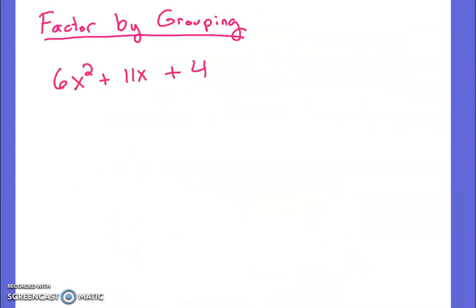All right, so now notice this does not have a 1. So what we're going to do is a different method. This is called factor by grouping. Some books or websites call it the AC method. And the reason why, because here's a polynomial, ax squared plus bx plus c. It's called the AC method because to get started on this, we're going to look at the a and the c. So in this problem, the a and the c is 6 and 4.